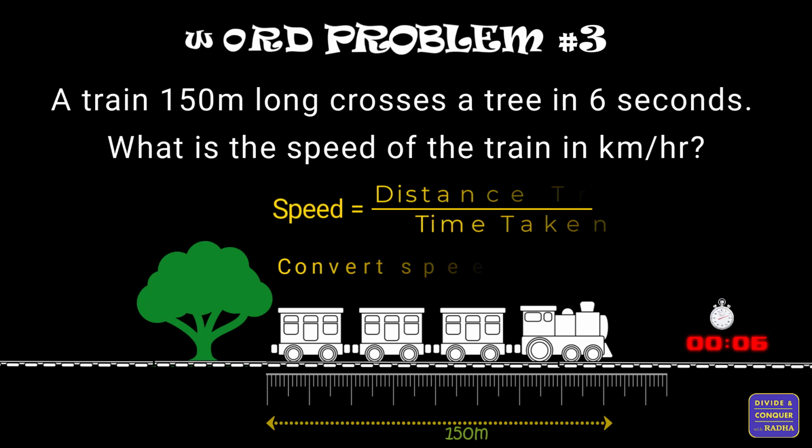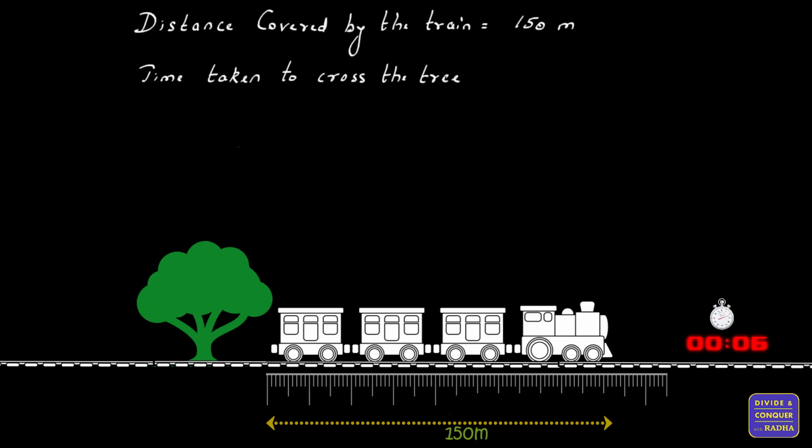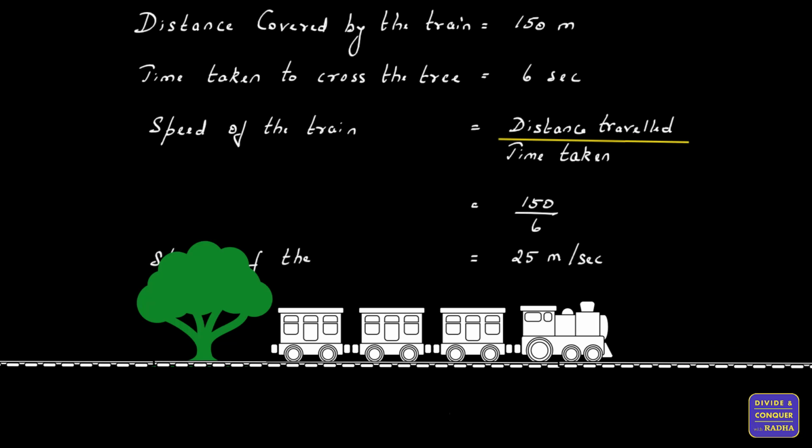So as I mentioned, we need to assume the length of the train to be the distance covered. So distance covered by the train is 150 meter. Time taken to cross the tree is 6 seconds. So speed of the train is calculated using the formula distance travelled upon time taken. Let's substitute the values. Distance travelled is 150 meter and time taken is 6 seconds. Upon dividing 150 by 6, we get 25 meter per second. So speed of the train is equal to 25 meter per second.